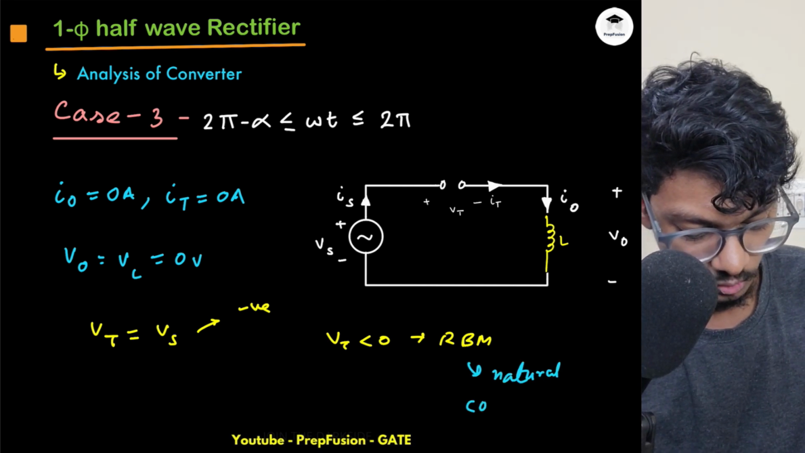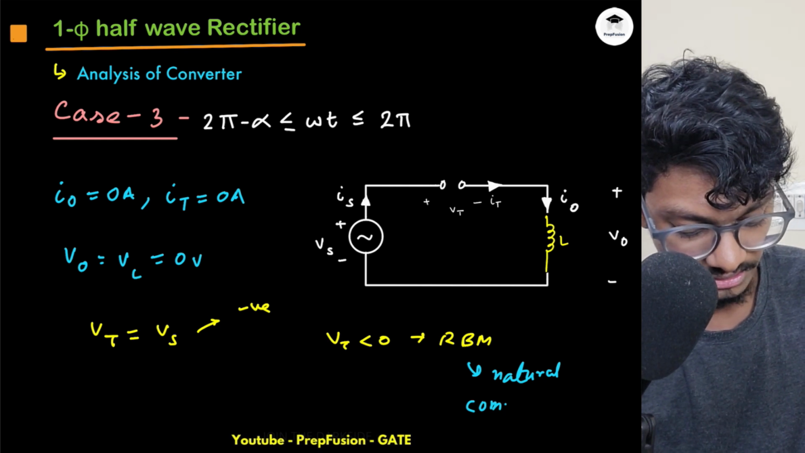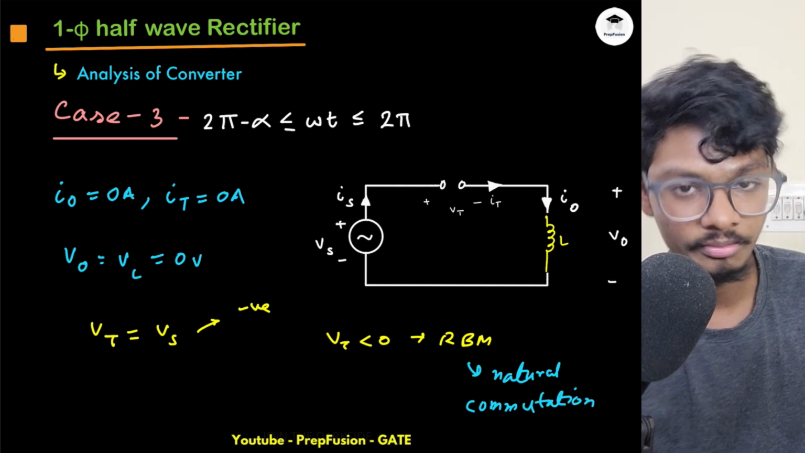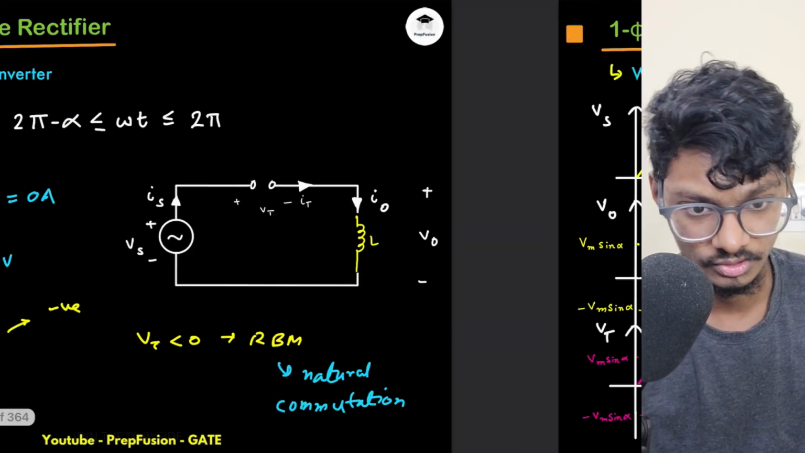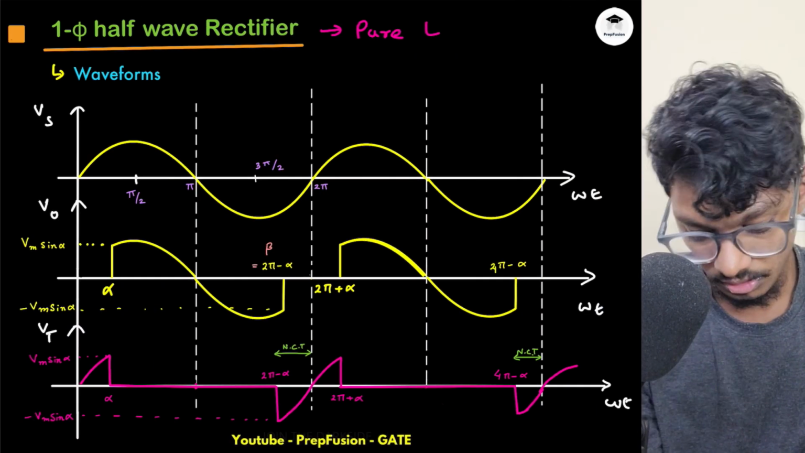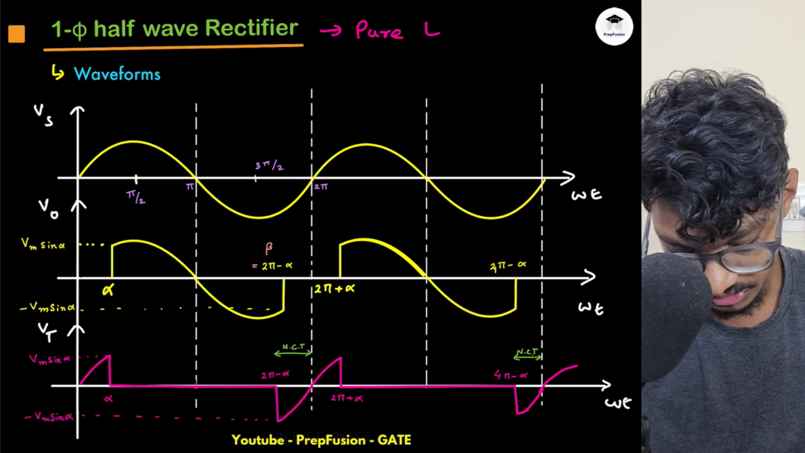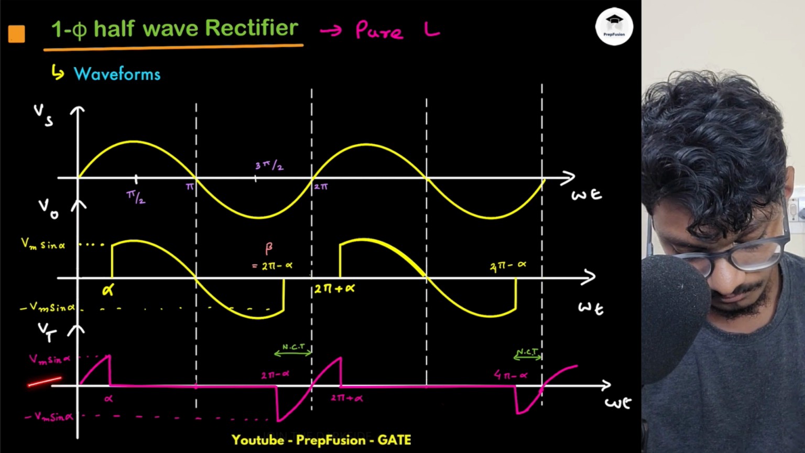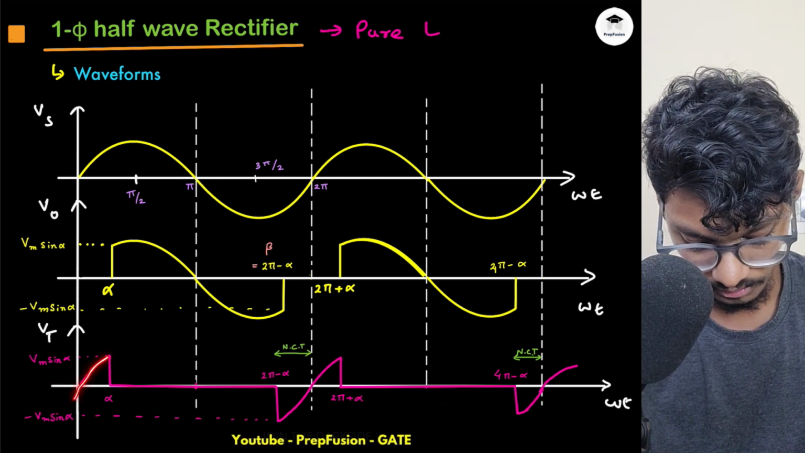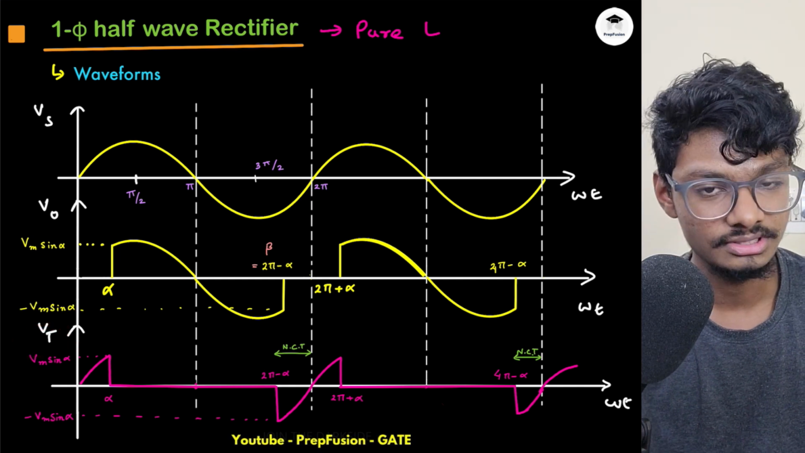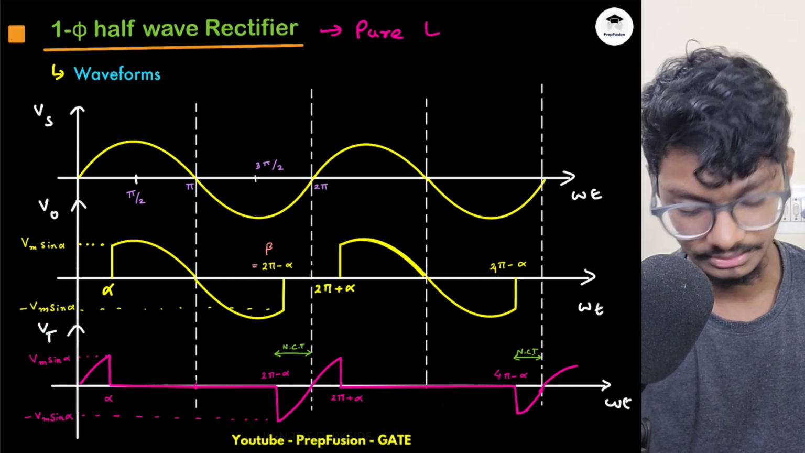Why am I putting more emphasis on this analysis? Because later on we'll study RLE load, and if you don't understand these basic things about the inductor, you will not be able to solve RLE loads. Because RLE loads are the most important ones. So these will be the waveforms for my output voltage and this thyristor voltage, this SCR voltage.